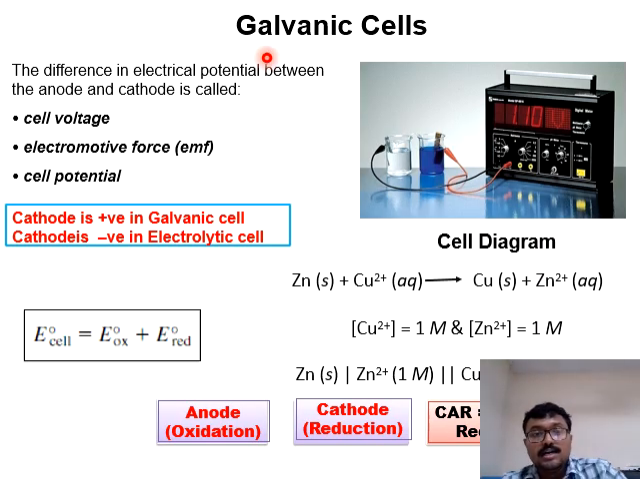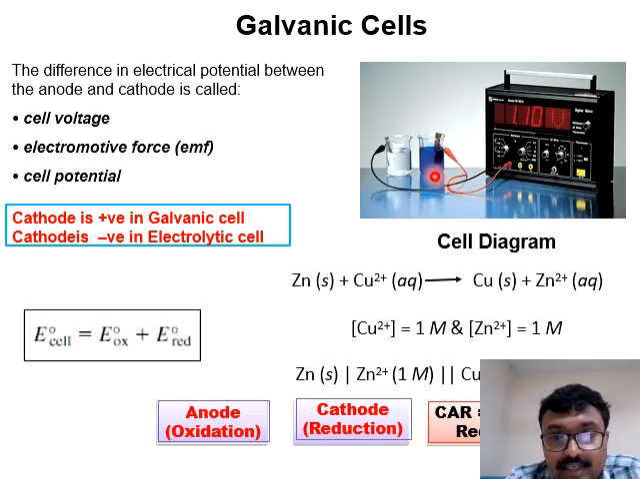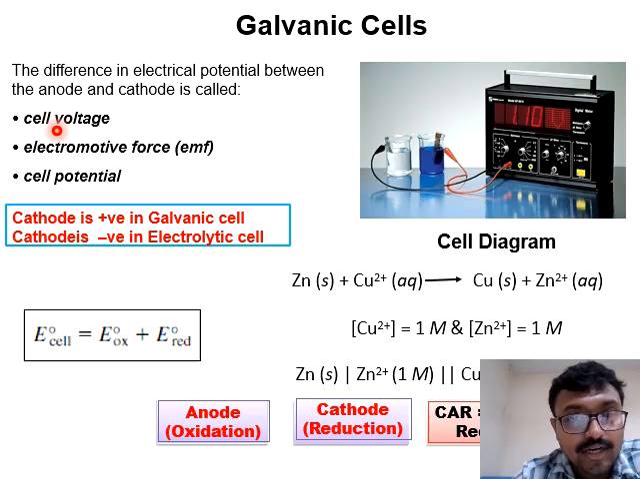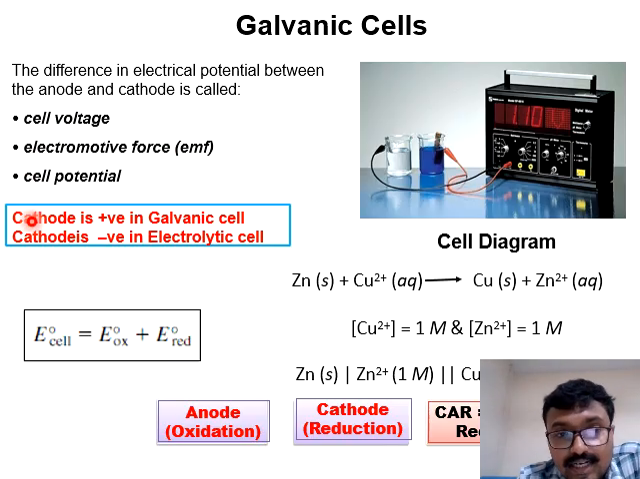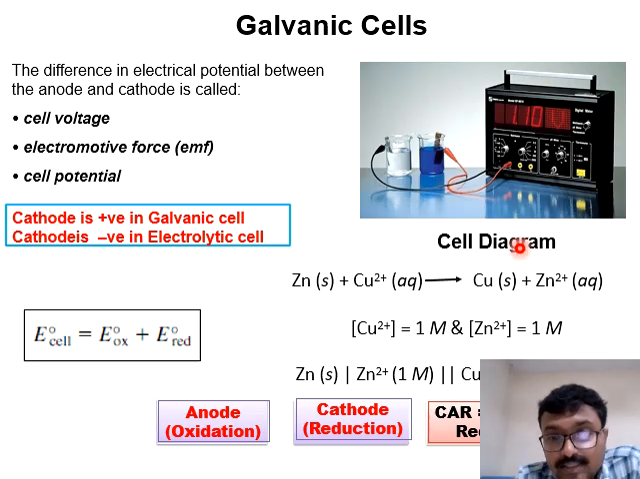Next is the difference in electrical potential between the anode and cathode of a galvanic cell. Say this is one solution, this is another solution, there is one electrode, there is another electrode, connected with a voltmeter. So we have to know what is cell voltage, what is electromotive force, EMF, and what is cell potential. I already discussed that the cathode will be positively charged, right? This is the cell reaction.